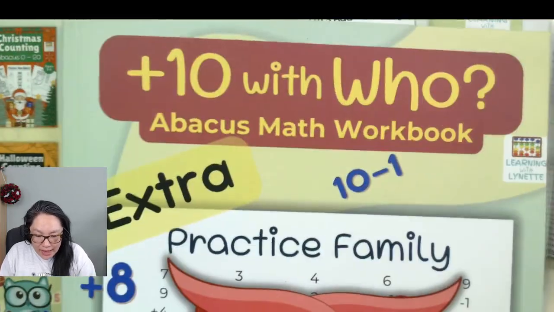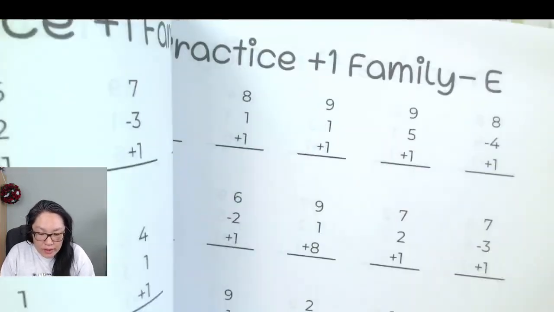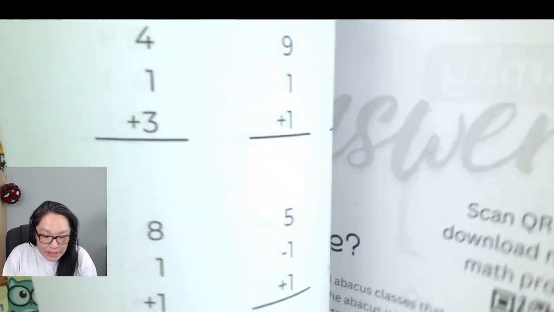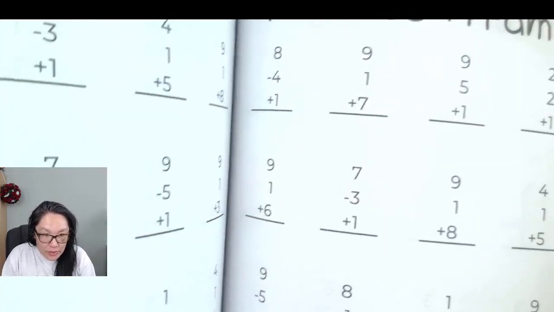So this is my practice book where it goes all the way to 1, and again there's answer sheets. But no cheating. It only goes up to plus the 1.